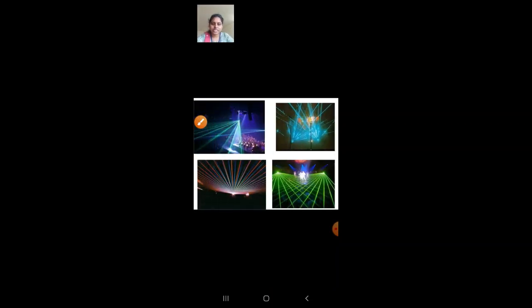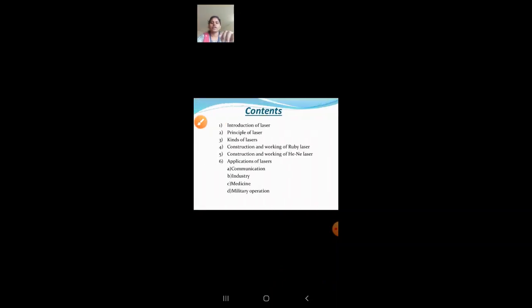We will see this picture. These are colorful lights: green, light green, thick green, red, blue, something like that. Each and every light has a single wavelength. So this is laser. In this topic there are some sub-topics, and we will discuss them one by one.